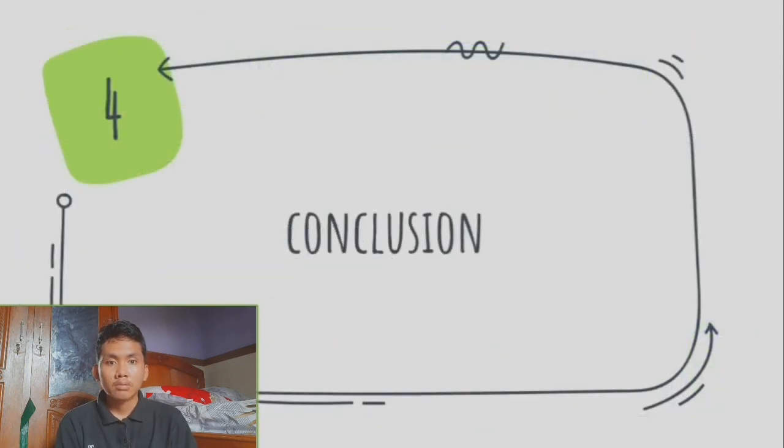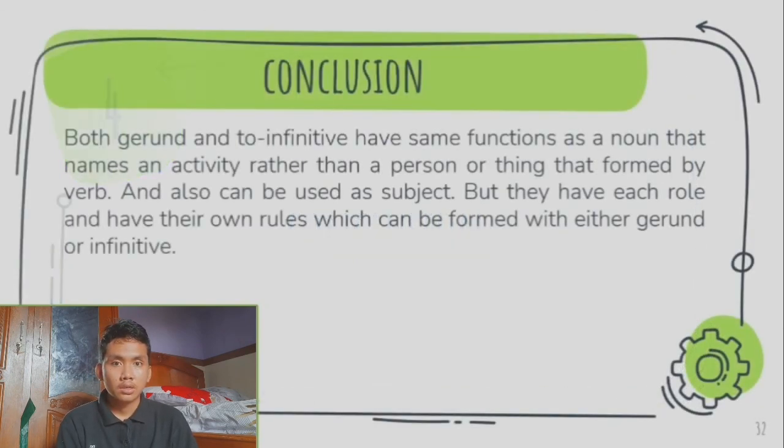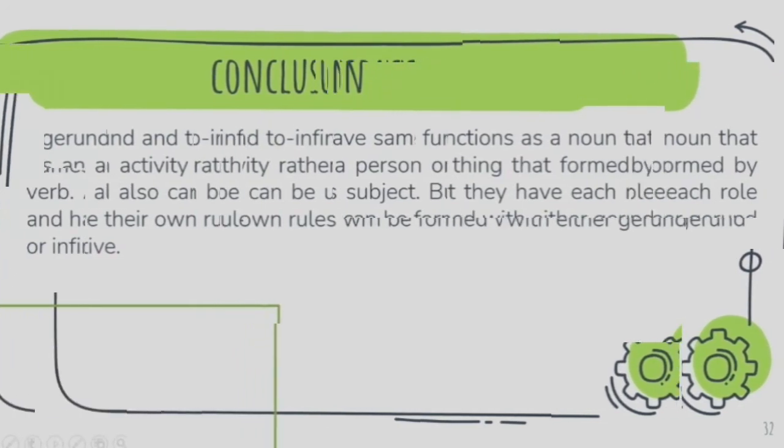For all the explanation from me and my friend, we got a conclusion. The conclusion is that both gerund and to infinitive function as a noun that names an activity rather than a person or thing, formed by a verb, and can also be used as a subject, but they have their own roles and their own rules, which can be formed with either gerund or infinitive.